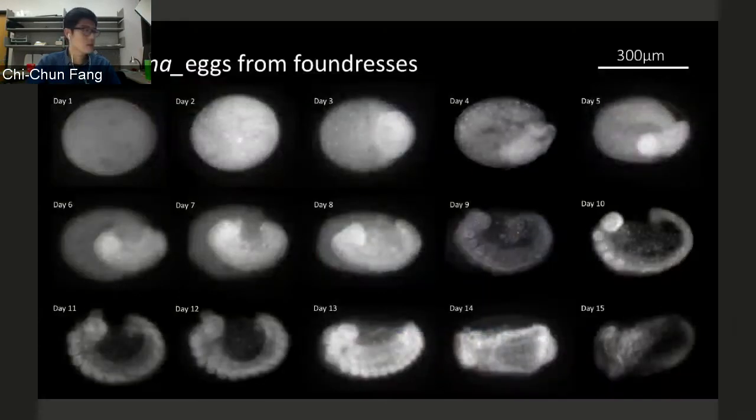Okay, so the next slide shows the first complete developmental table for the Atta texana. Okay, from day 1 to day 15, the eggs were from the foundresses, from those new daughter queens. Okay, so there are lots of information here, and I'm going to show you one by one, explain one by one. So the egg is about 300 micrometer, and day 2, you will see lots of nuclei showed up on the surface of the egg. We call it blastoderm.